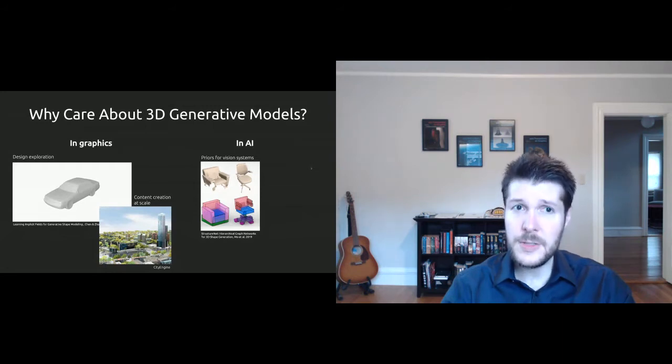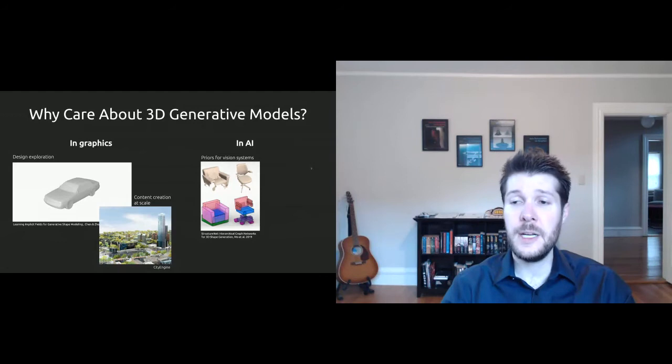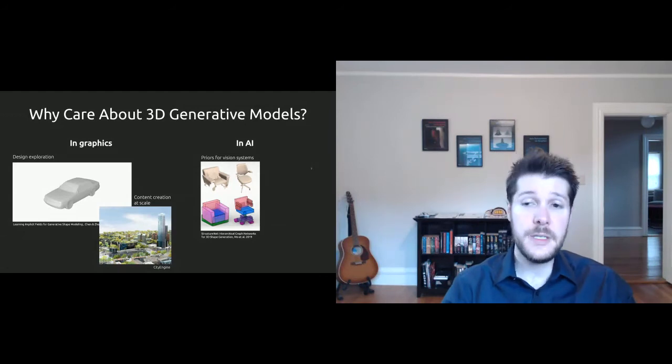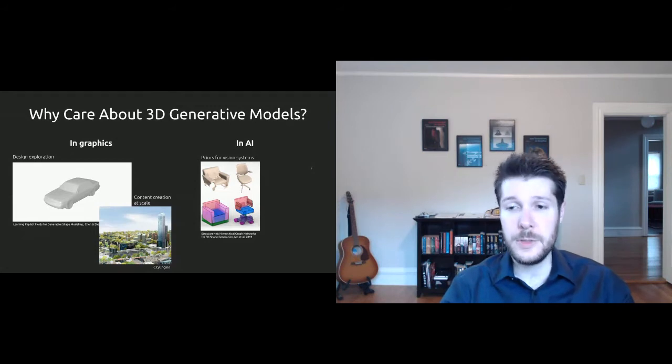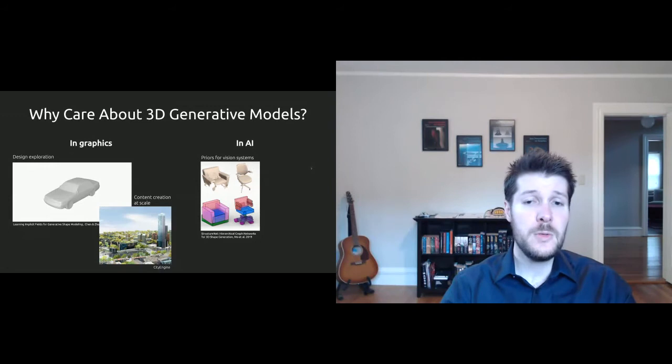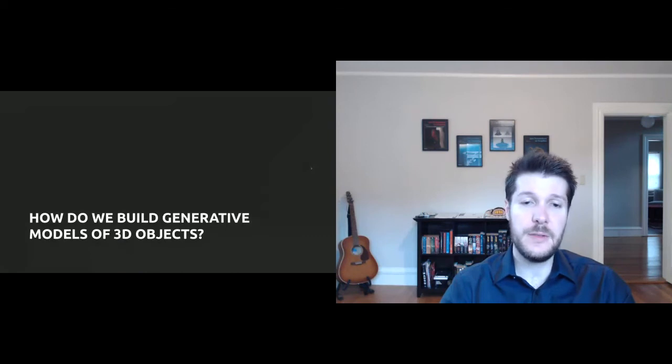And they're also being used to create synthetic environments for training autonomous agents in simulation before deploying into the real world. One high-profile example of this is Facebook AI's Habitat environment, which is a first-person simulator for embodied navigation agents. So that's kind of why to care about this problem. So how do you actually build generative models of 3D objects?